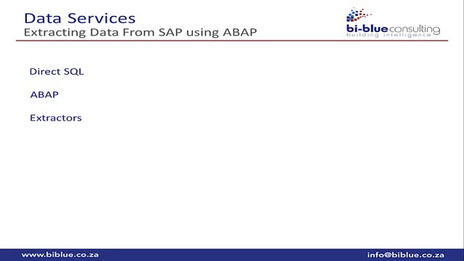Then we have extractors. This is the normal BW extractors. We can make use of all the BW extractors within Data Services. Then we have RFC read table. This is a remote function call that we use just to read small tables. We do not recommend it for large tables. Then any BAPIs that are remote function enabled, we can then use that to extract any type of data. Then there's obviously IDocs that we can also use to extract and send data to SAP. We will be focusing on the ABAP extraction in this video.